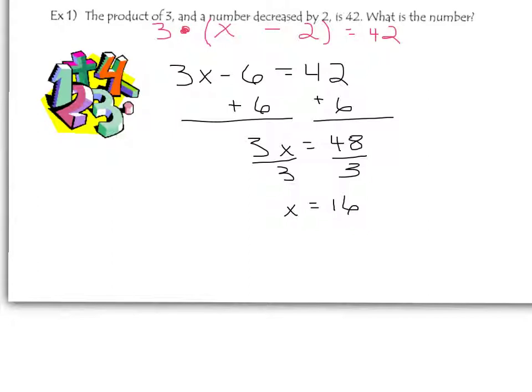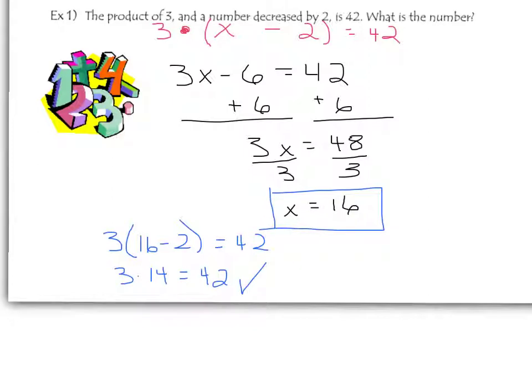So to check our work, we plug it into the original equation. So we have 3 times 16 minus 2 should equal 42. That's 3 times 14 should equal 42, and it does. So we know that the missing number is 16.